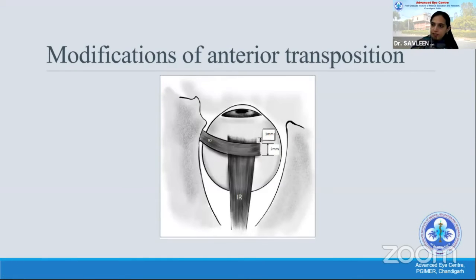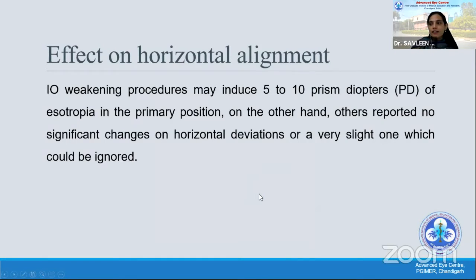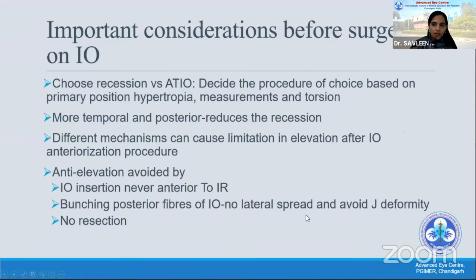Many modifications of anterior transposition have been described where the inferior oblique is put parallel to the insertion of the inferior rectus, or perpendicular to the insertion, which I'm sure sir would be covering in his talk. And all these weakening procedures, including recession, induce a slight amount of esotropia, variably reported in different studies to the extent of 5 to 20 prism diopters. But others have also reported that there are no significant changes in the horizontal deviation. It's only the elevation and depression effects that are more prominent.